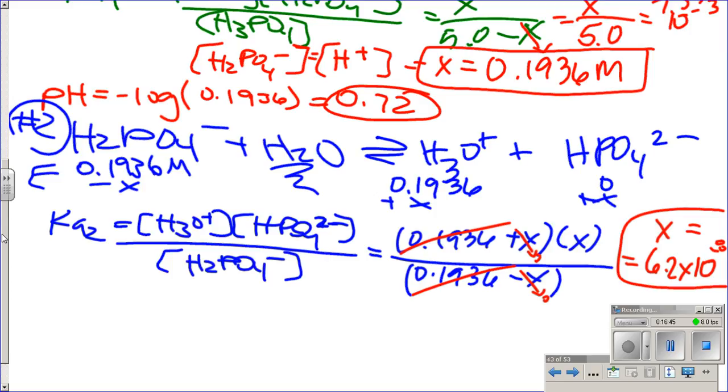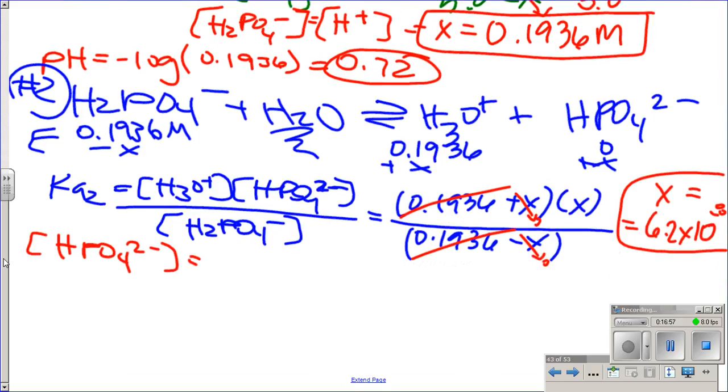X equals, in this case, the HPO4 2 minus, so I have to note that value. That's a concentration, which is molar. Since that X is so tiny, 6.2 times 10 to the negative 8, compared to my original amount of hydronium, 0.1936, that little tiny bit is not going to do anything to the pH. Even if you add that little bit of X to the 0.1936 and recalculate pH, it's not going to change it. So I already know it's not going to change it, so I'm not going to do it.